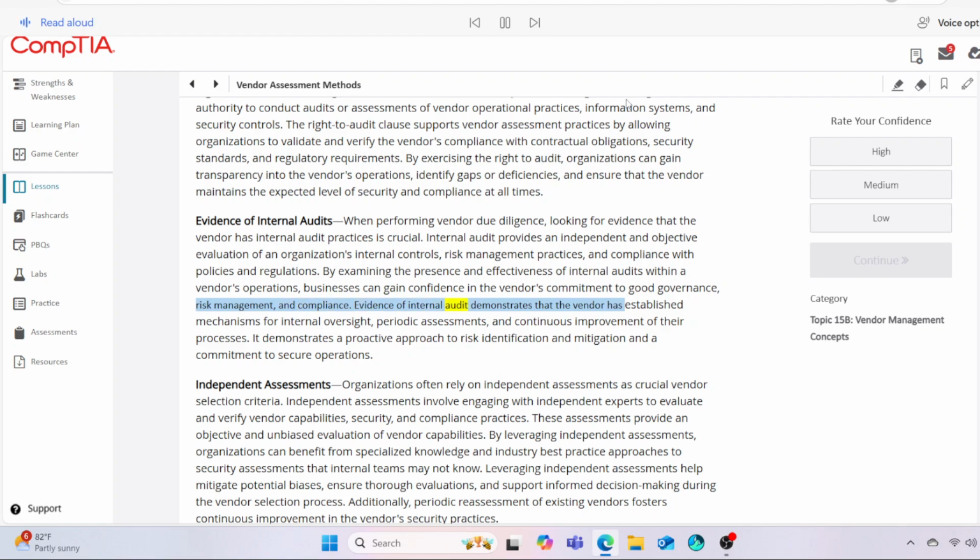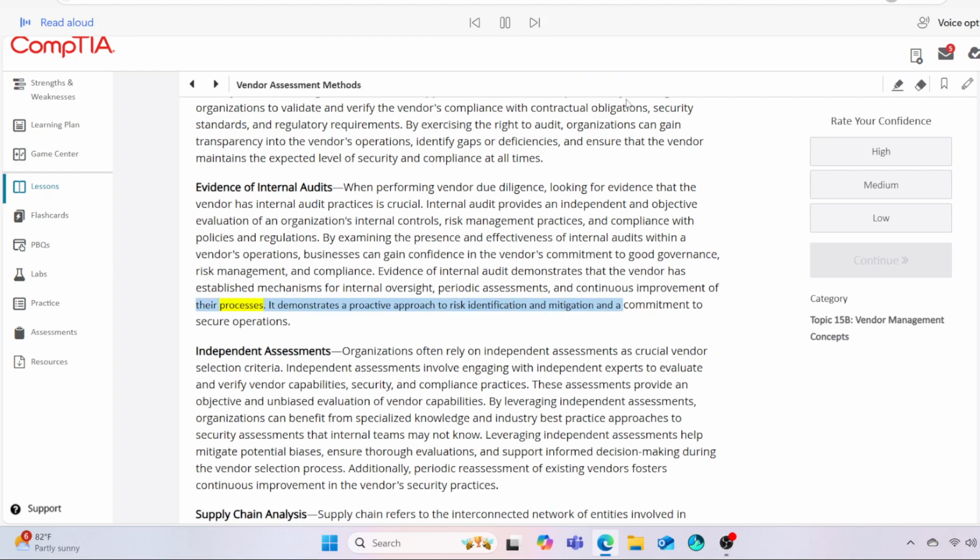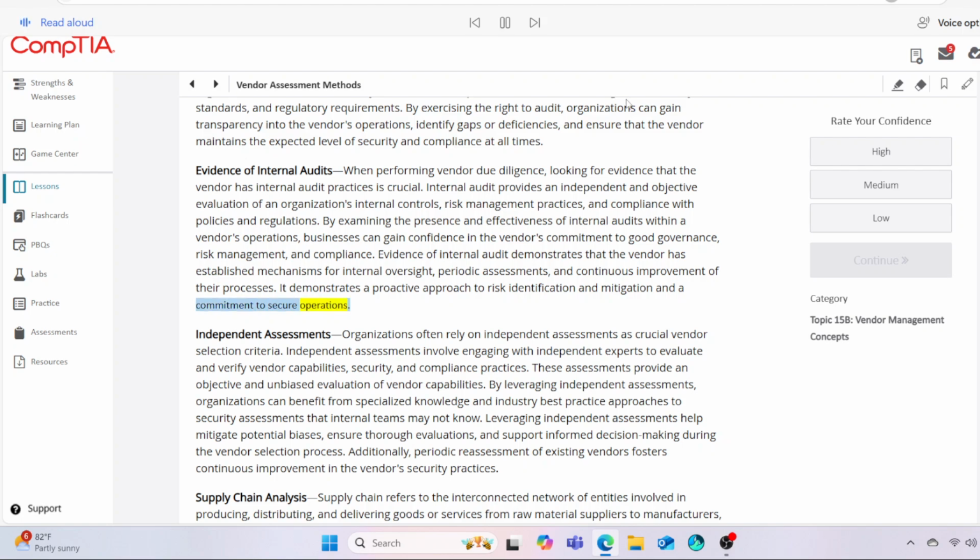Evidence of internal audit demonstrates that the vendor has established mechanisms for internal oversight, periodic assessments, and continuous improvement of their processes. It demonstrates a proactive approach to risk identification and mitigation and a commitment to secure operations.